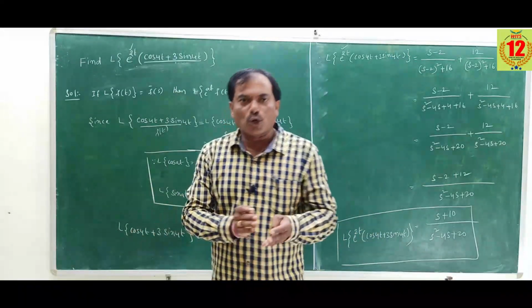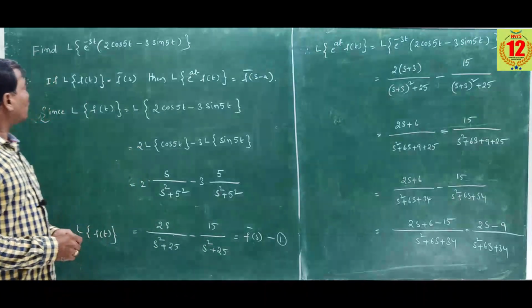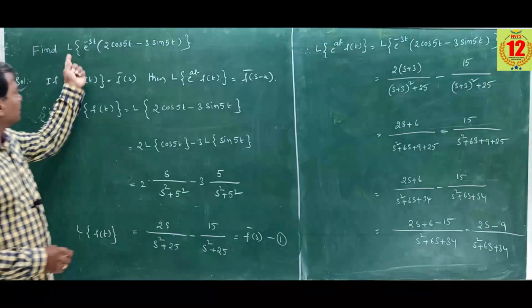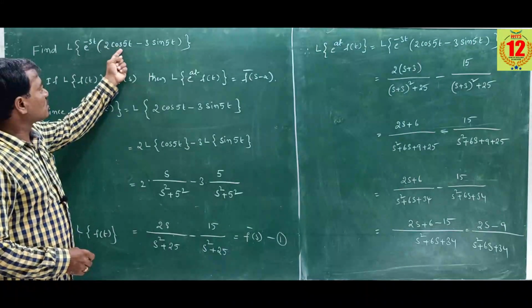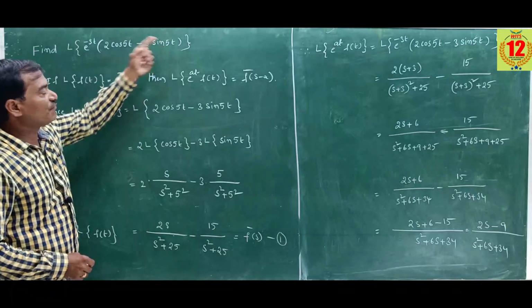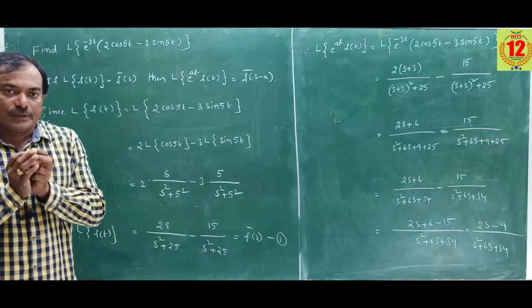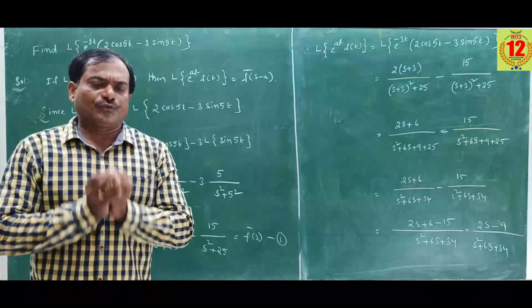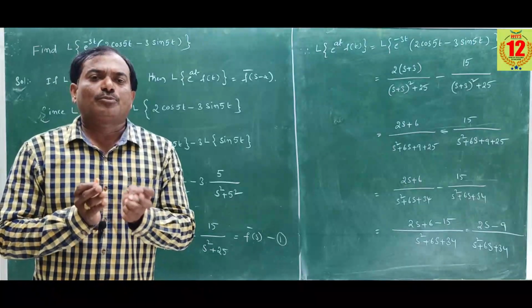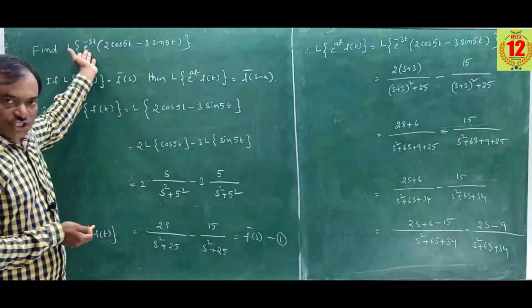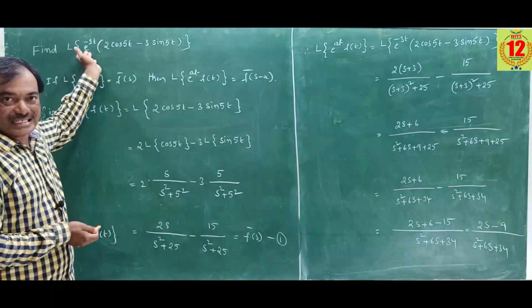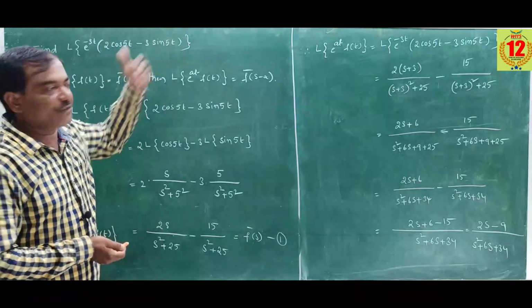We shall discuss the next problem. Yeah, this is the next problem. Find the Laplace transform of e power minus 3t into (2 cos 5t minus 3 sin 5t). First, if any problem is given, we observe which property we can apply here. This is in the form of the first shifting property, Laplace transform of e power at into f of t.